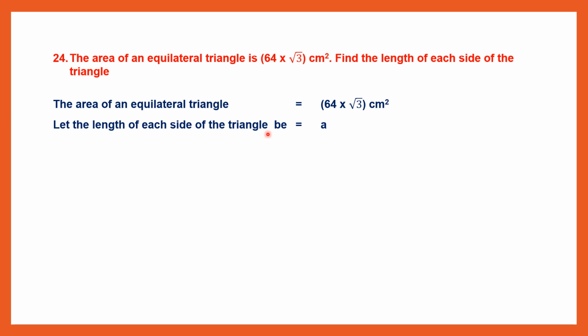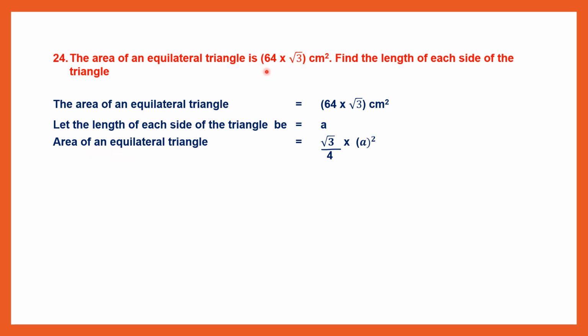Now let the length of each side be A. We have to find the length of each side. Remember, this is an equilateral triangle. That means all sides are going to have the same length. So here it says find the length of each side. So each side is going to be A, and that's going to be the same measurement. Now what is the formula to find the area of an equilateral triangle? Root 3 by 4 into A square. This is the formula to find the area of an equilateral triangle.